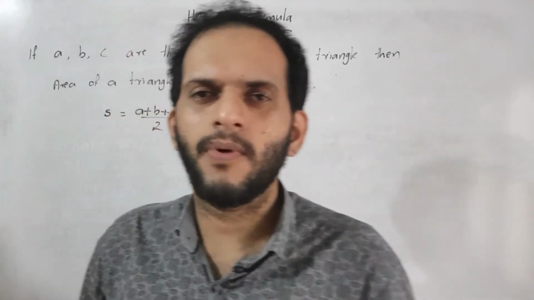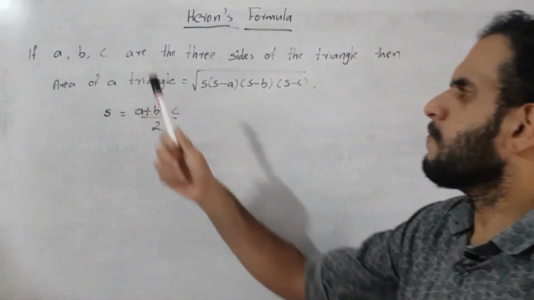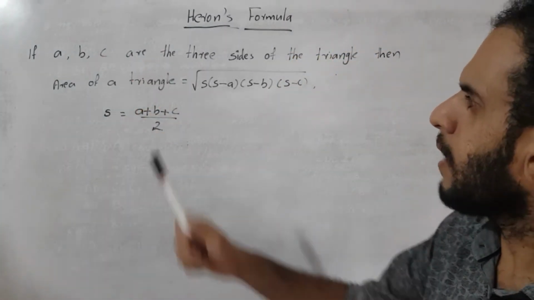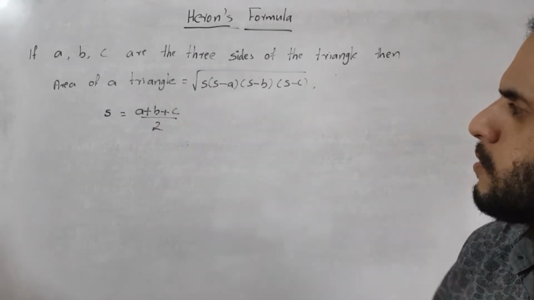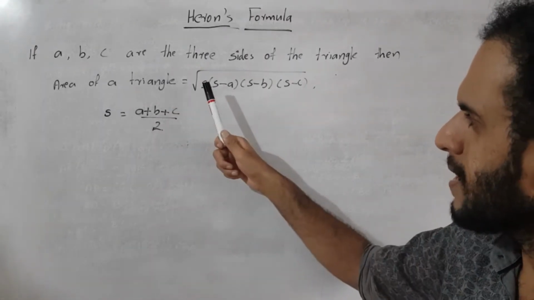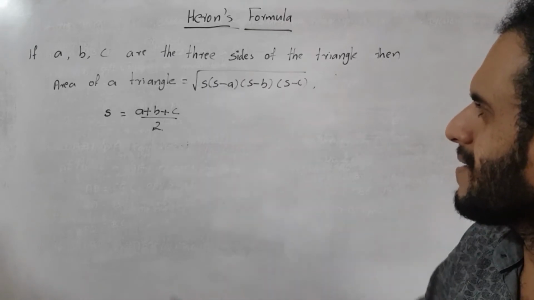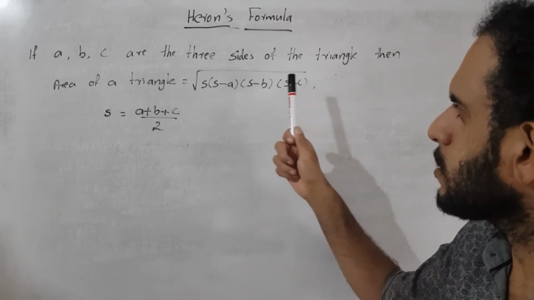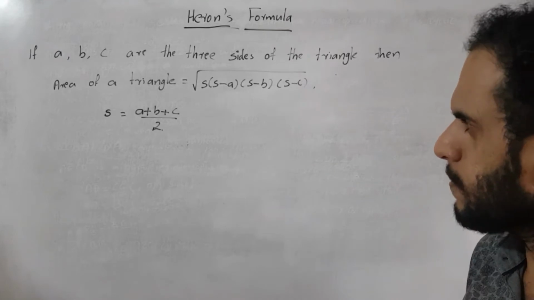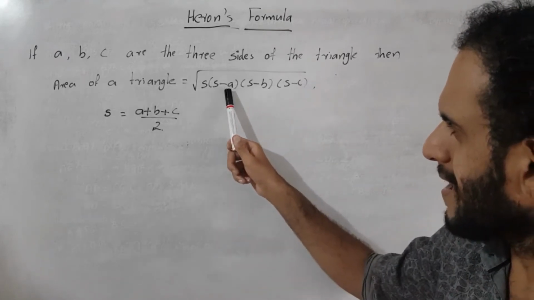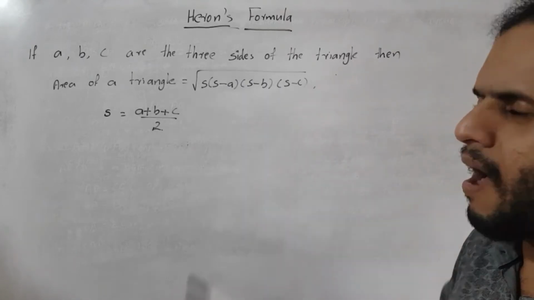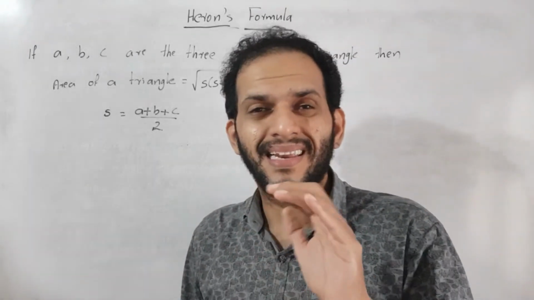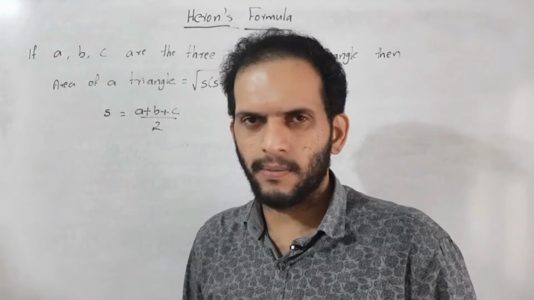Heron's formula is like this: if A, B, C are the three sides of the triangle, then the area of the triangle is equal to root of S into S minus A into S minus B into S minus C. We know what A, B, C are: they denote the three sides of the triangle.